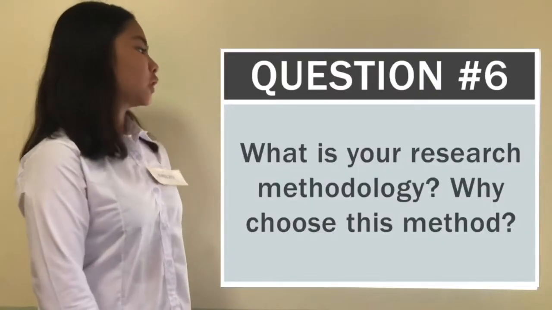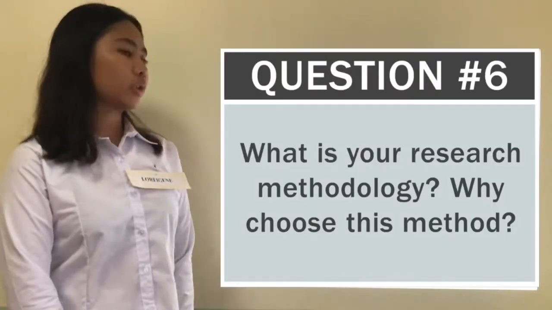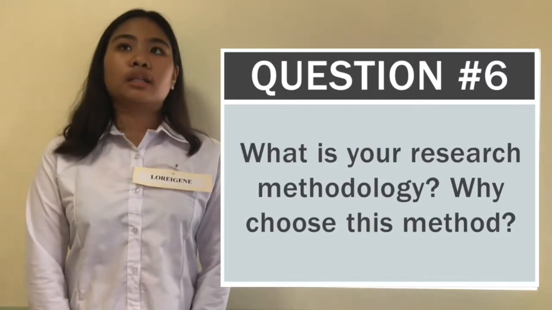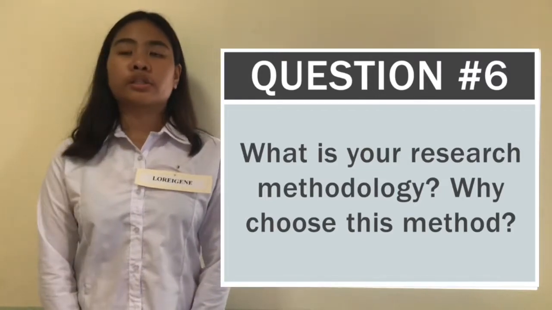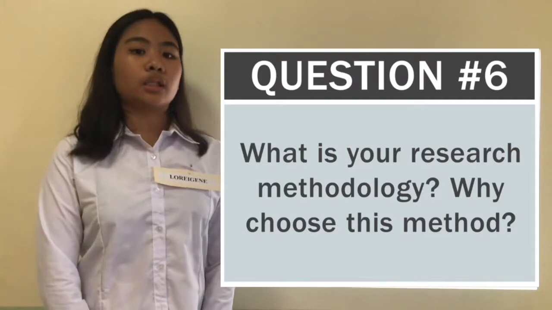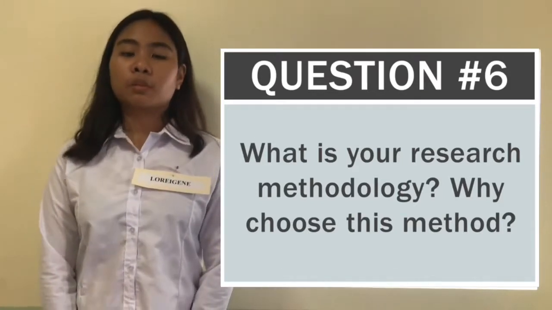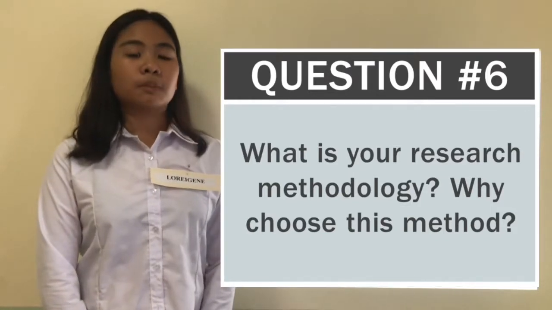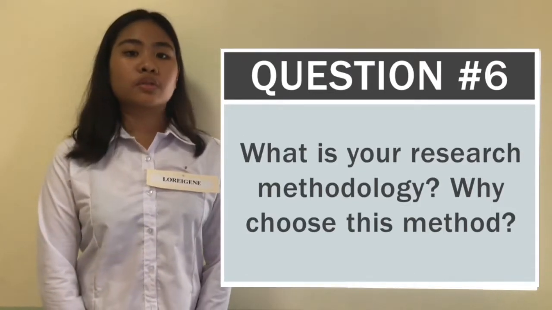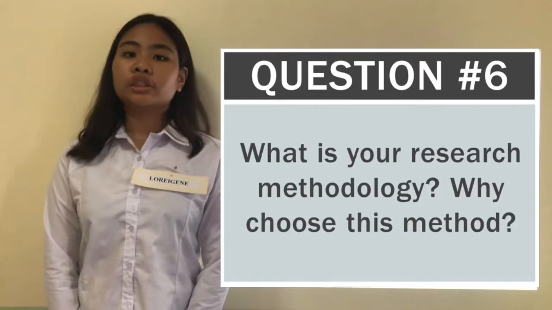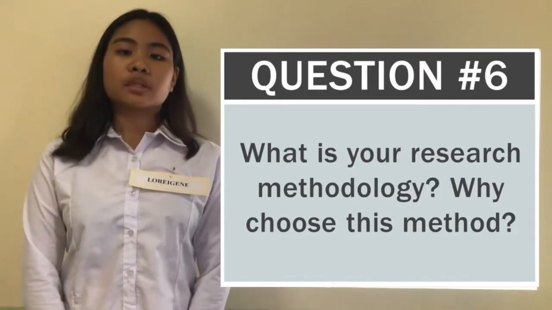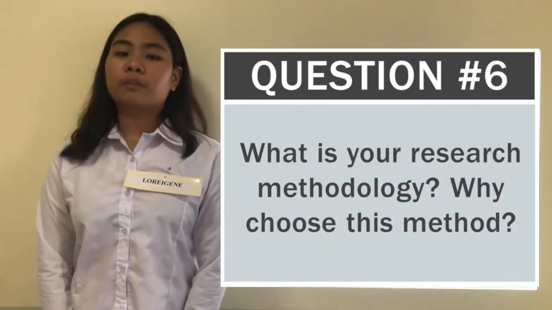What is your research methodology? Why choose this method? Our study relies on a descriptive correlational research design. It is a study in which the researcher is primarily interested in describing the relationship among the variables. The descriptive correlational method was used in order to explain the relationship between the time of study and the students' learning capabilities.